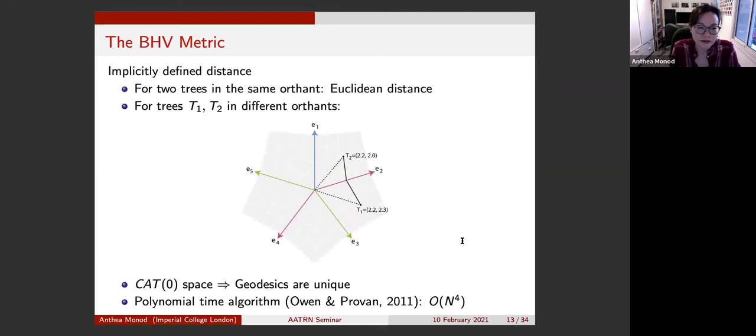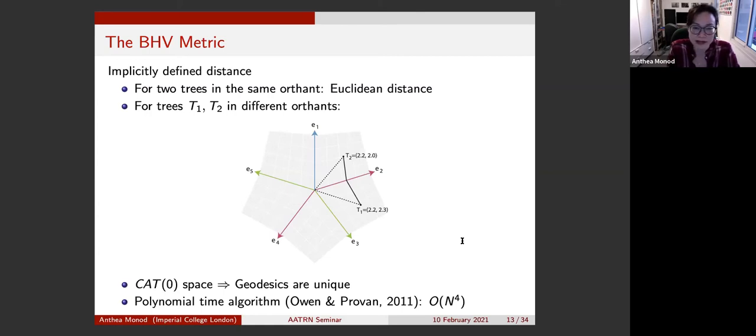And the geometry of this space here is based on geodesics, right? So it's an implicitly defined distance. So how do you compute the BHV metric? How do you do this intuitively? In the case of the same orthant, so the same tree topology, this is kind of easy because you're just in a Euclidean orthant, so you can just compute the Euclidean distance between these two.